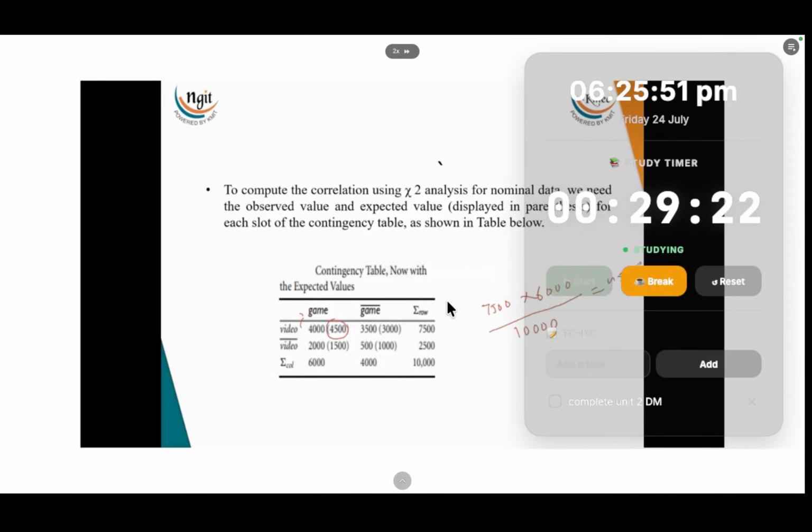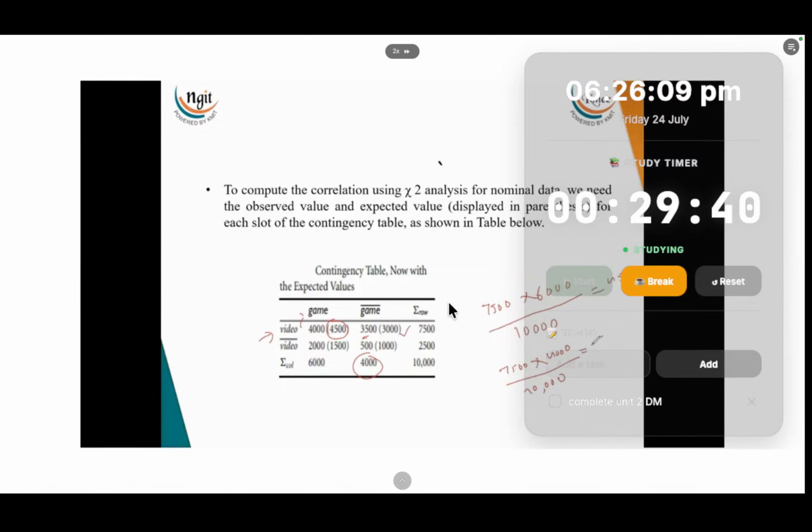That is 4,500. In a similar way, if you want to find for video without the game, the customers who bought the video but did not buy the game. So how many customers are there here? 3,500 total, which are present in game also. It is about 7,500. And just consider the column. It is 4,000. 7,500 into 4,000 by the number of transactions, that total number of values, that is 10,000, right? So you'll get the value as 3,000.